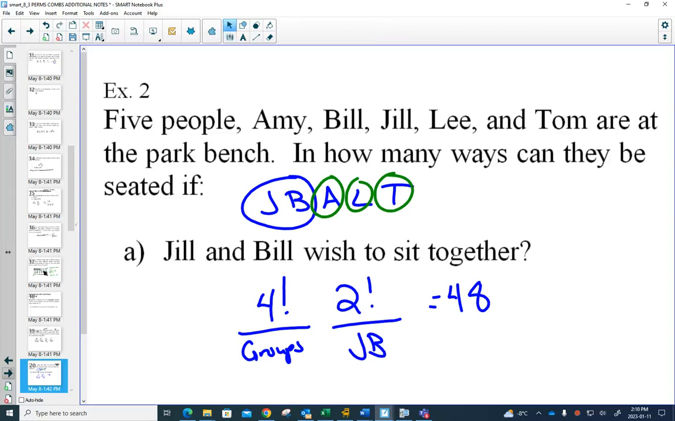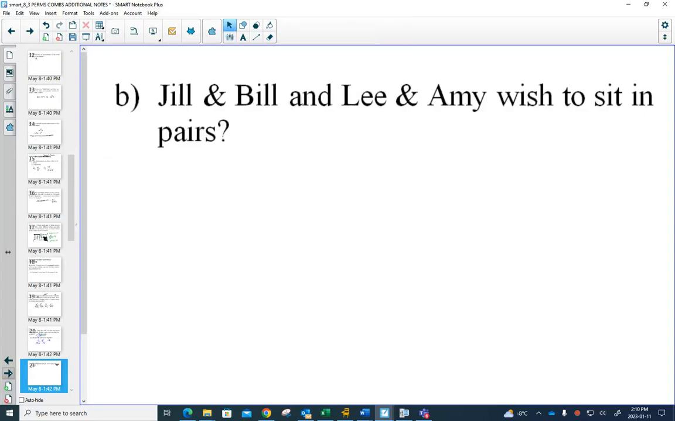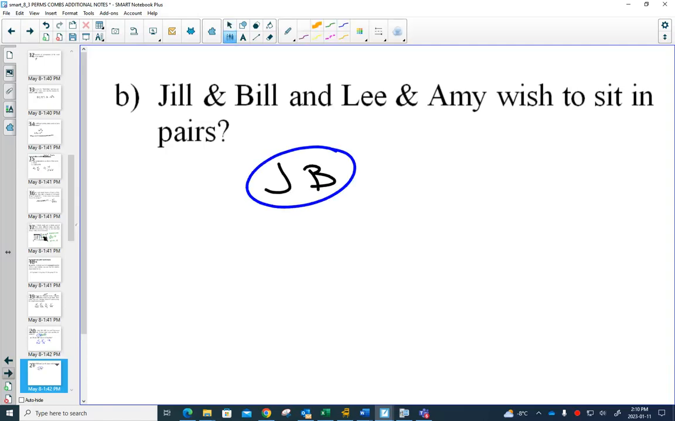Love is in the air, and now they come to the park bench. Jill and Bill and Lee and Amy. Don't worry, Tom gets his revenge in part C. Jill and Bill and Lee and Amy have to sit together. So we've got now Jill and Bill, the Jill Bill, and we've got Lee and Amy. How many ways can they sit on the park bench if those 2 groups have to sit together?